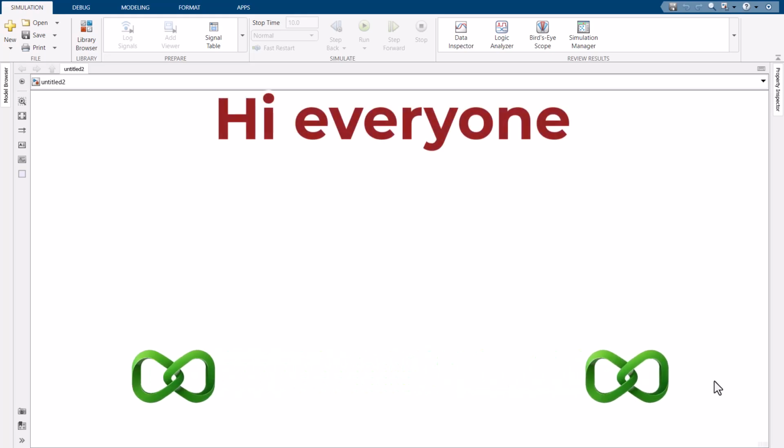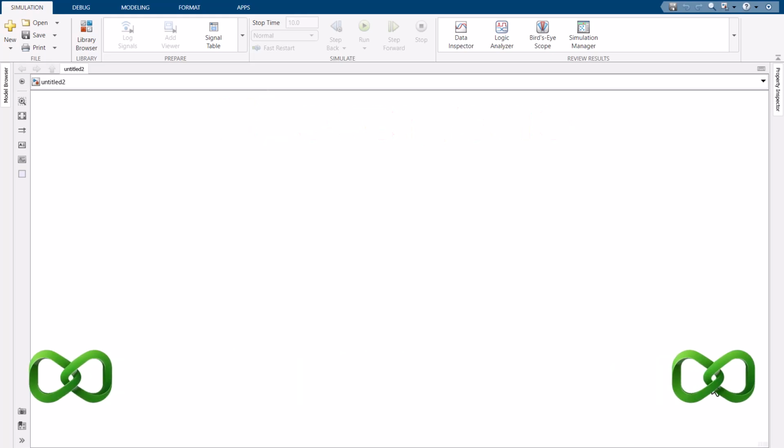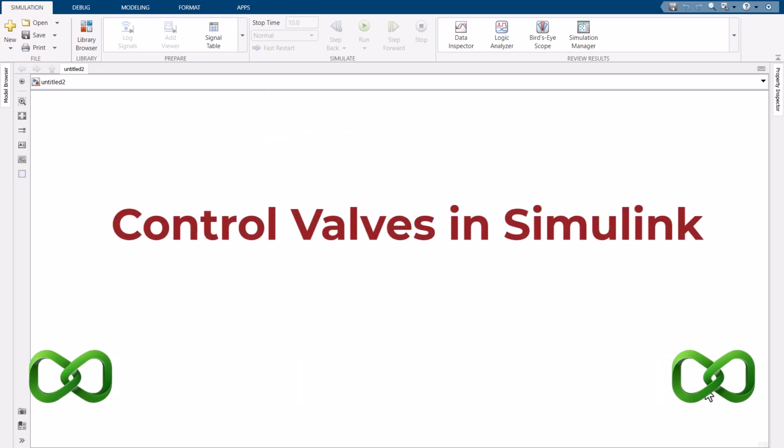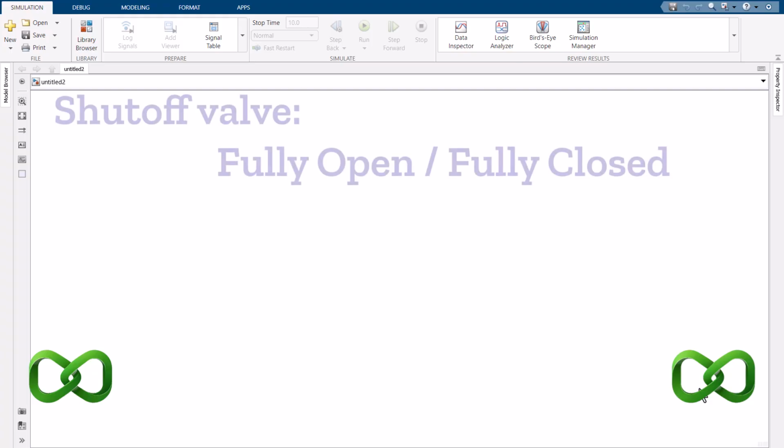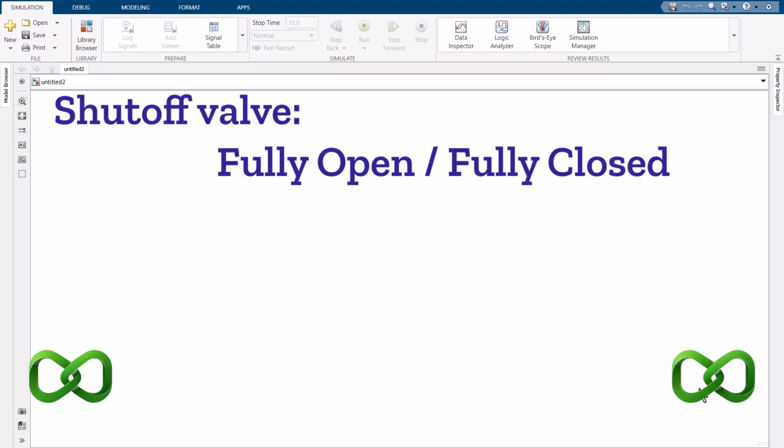Hi everyone, today we are going to learn about how to simulate a control valve in Simulink. If you have seen the previous tutorial, in that tutorial I talked about shut-off valves. And by shut-off valves, I mean those kinds of valves where we are only interested in the 100% open or 100% closed position. They are either fully closed or fully open, and we are not interested in simulating them somewhere in the middle, like half open or 60% open.